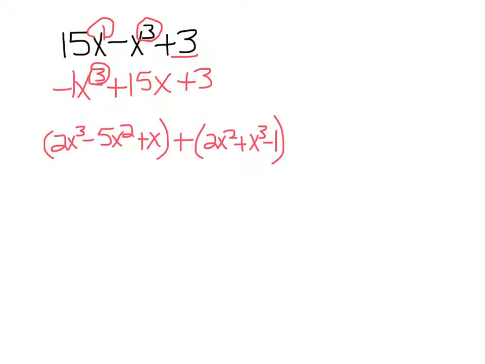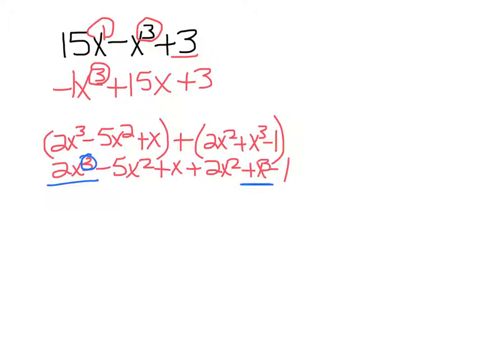Now we have two trinomials in parentheses, and the assignment is to add these two polynomials together. So we can just rewrite this: 2x to the third minus 5x squared plus x plus 2x squared plus x cubed minus 1. And all we need to do is combine like terms. Our highest exponent that we can start with is 3, so we need to find anything else that has x to the third. Here we have one, so those two terms may be combined.